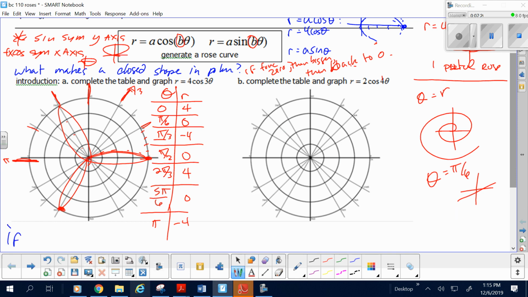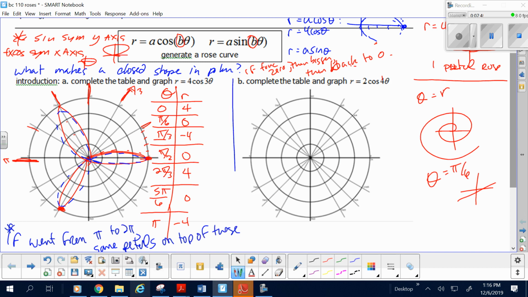Now, write yourself a note: if you went from pi to 2 pi, you get the same petals on top of those. So if I kept making a table, you'd see it just do that exact same thing. You'd get 6 petals all together, but 3 would lie right on top of the original 3. You down?